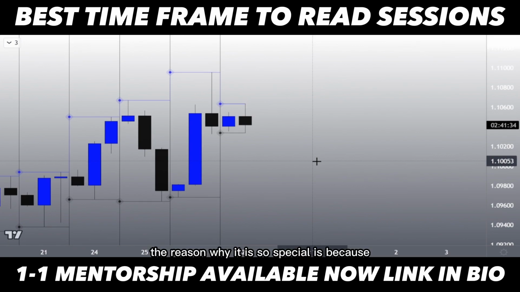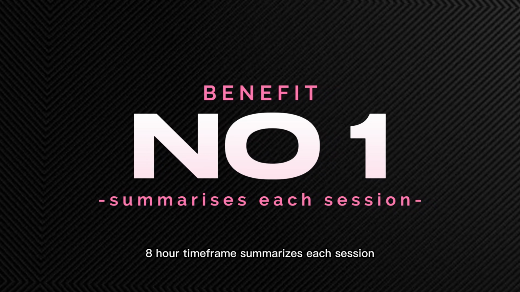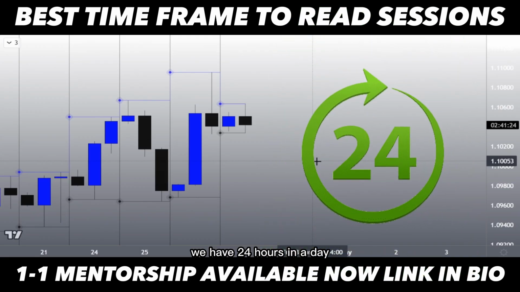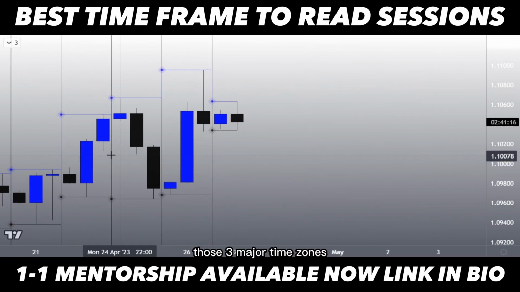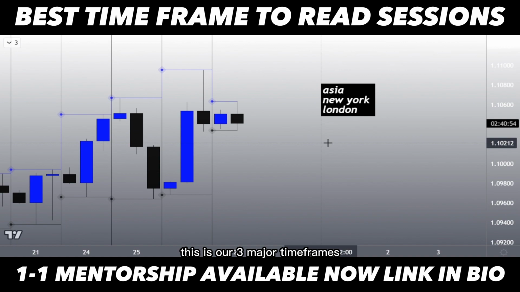Now, this is the 8-hour time frame. The reason why it is so special is because the 8-hour time frame summarizes each session. We have 24 hours in a day. That means that we can divide 24 into 3 major time zones. Those 3 major time zones are Asia, New York, and London. This is our 3 major time frames.